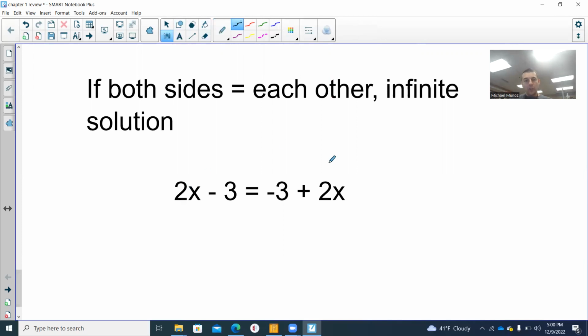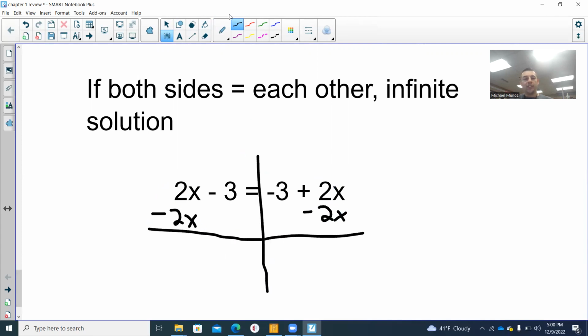So here I have variables on both sides. I have 2x's on both sides. So if I minus 2x on both sides, they're going to cross out. And what I'm going to be left with is negative 3 equals negative 3. And so if they equal each other like that, since negative 3 does equal a negative 3, that's going to be an infinite solution. So you just write infinite solution there.